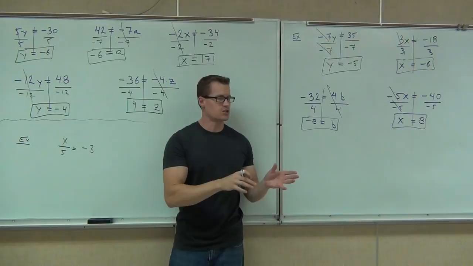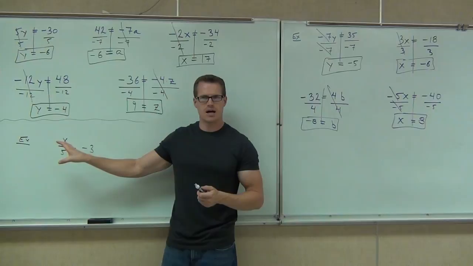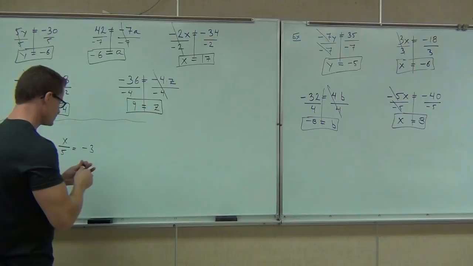What do we need to multiply by, though? Is it negative 3 or is it 5? What do you think? 5. What is the 5? Look where your variable's at. Our variable's on the left-hand side. We're trying to get rid of everything around that variable. If we're dividing by 5, the way we get rid of dividing by 5 is, let's multiply by 5.